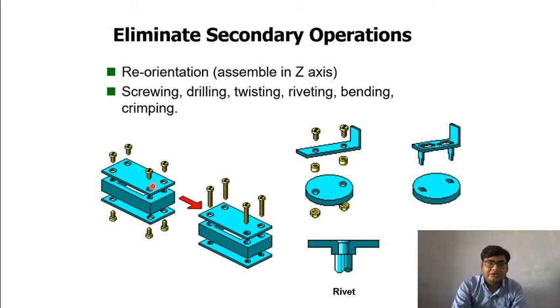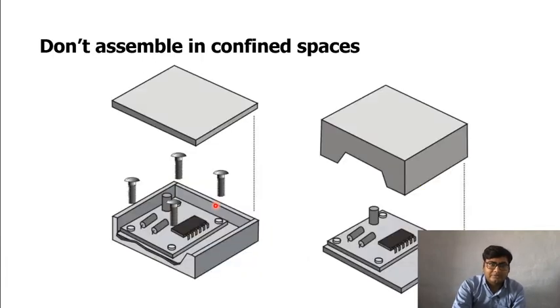Also, if we are using these 8 bolts, then this won't be a through hole, so there will be 8 different holes. There we need 8 different holes, but here we need only 4 holes, because those will be through holes. So these are examples of eliminating secondary operations and reducing the number of parts.